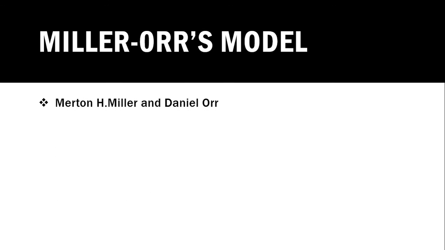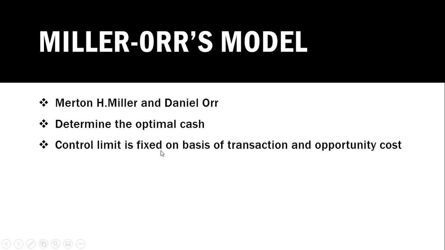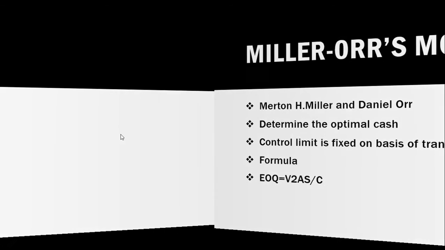And then we have Miller's model, which was propounded by Merton H. Miller and Daniel Orr. It determines the optimal cash. Control limits are fixed on the basis of transaction and opportunity cost. We'll have the formula at a later stage, which is critical. So these are the models which are used in the operation of business.